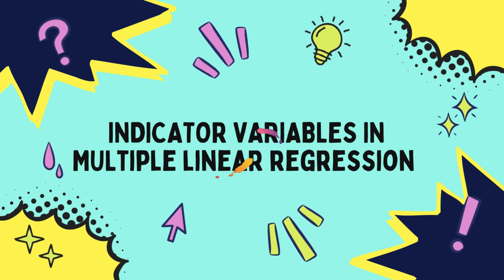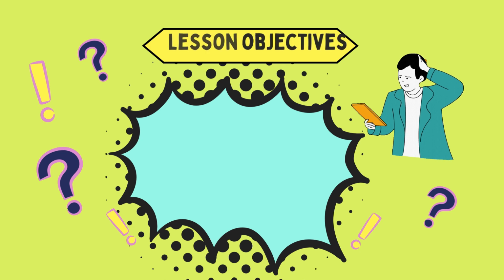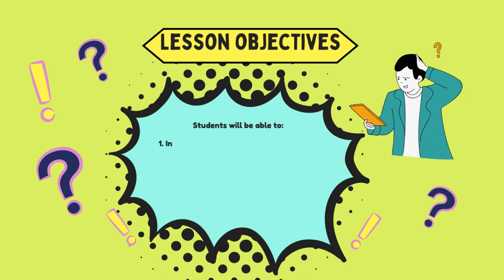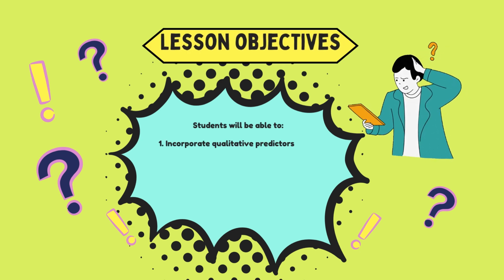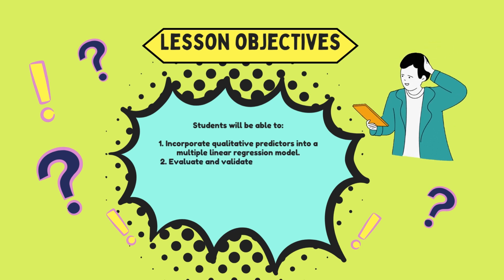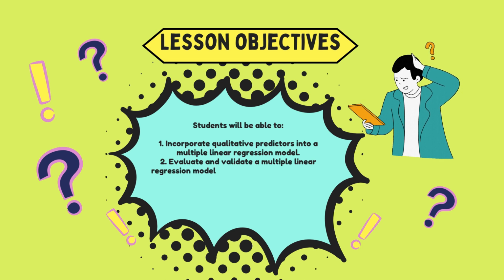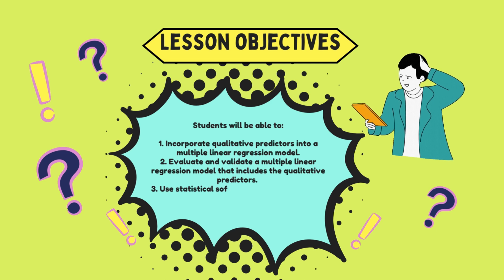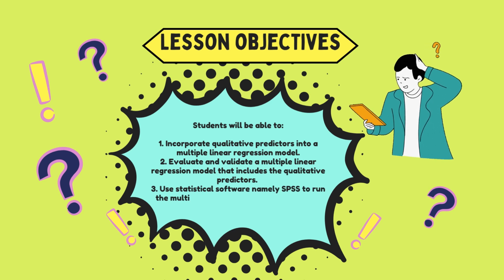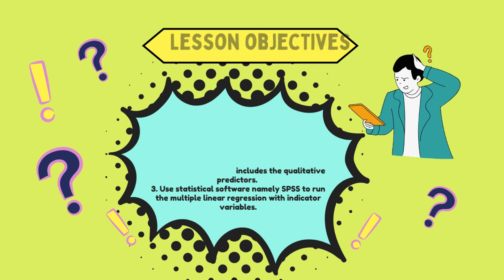Welcome to Chapter 6, Indicator Variables in Multiple Linear Regression. In this chapter, students will be able to: 1. Incorporate qualitative predictors into a multiple linear regression model. 2. Evaluate and validate a multiple linear regression model that includes the qualitative predictors. 3. Use statistical software, namely SPSS, to run the multiple linear regression with indicator variables.